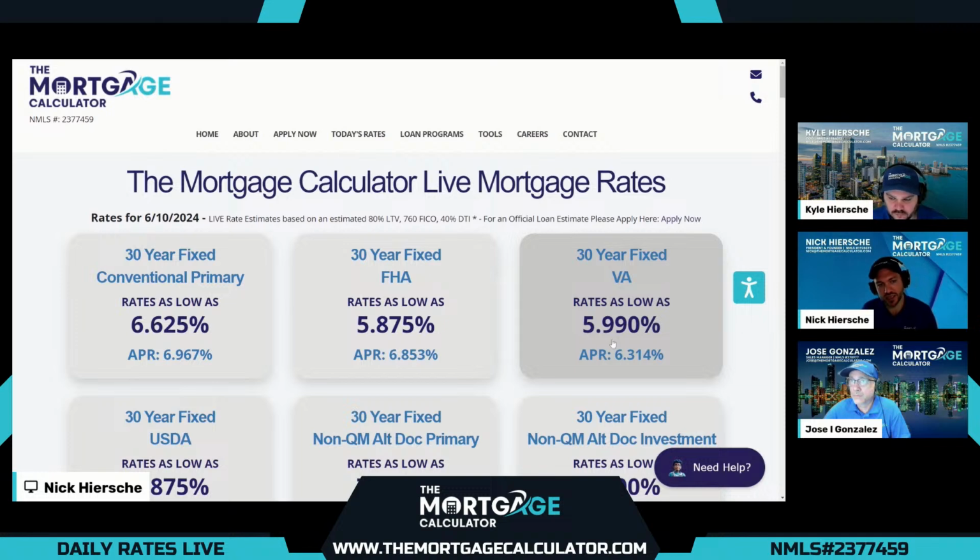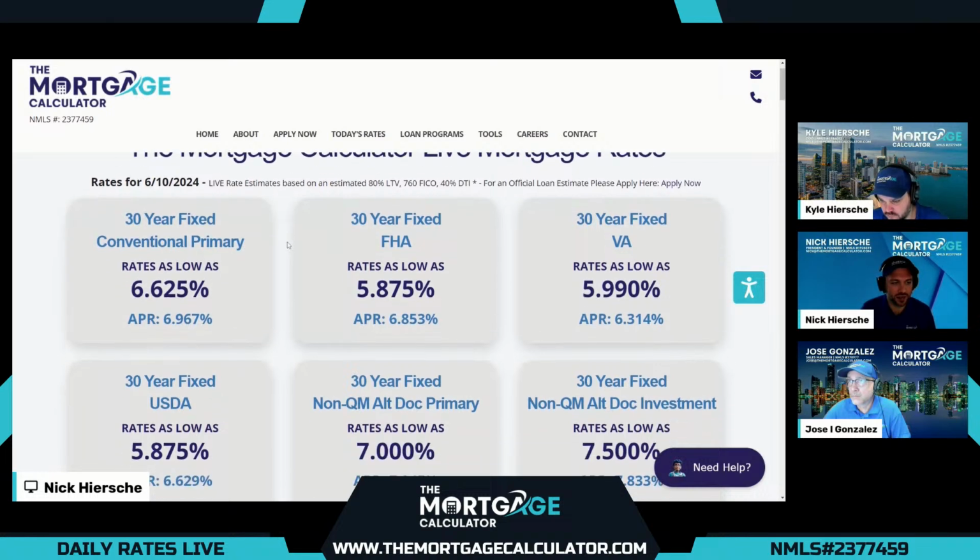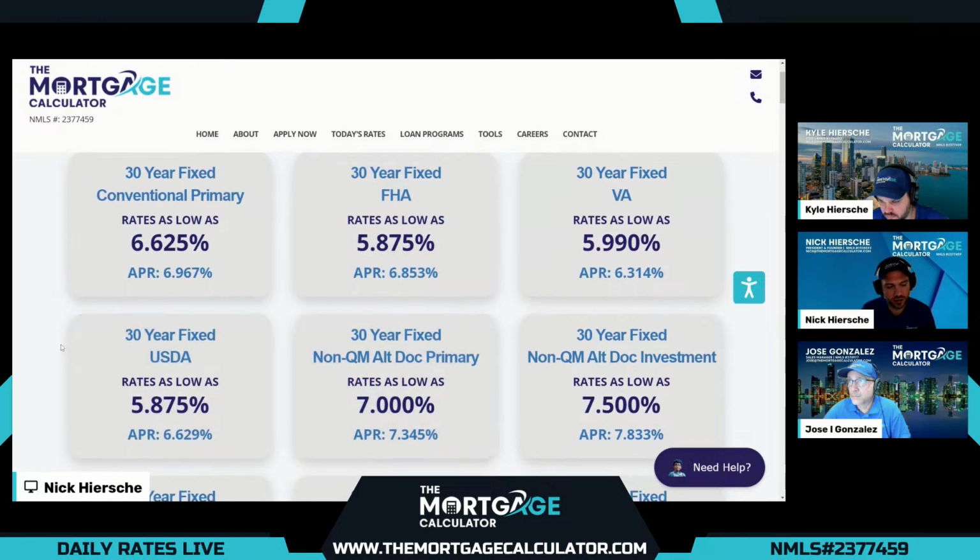VA comes in today, rates as low as 5.99. Final APR with all of the fees and everything included is 6.314. So when we compare that across the programs, VA is going to be the best, lowest APR option, definitely the best option for our eligible vets. It beats FHA, conventional, and it also beats our next and final option, which is USDA.